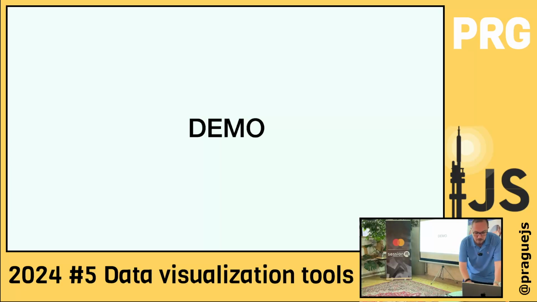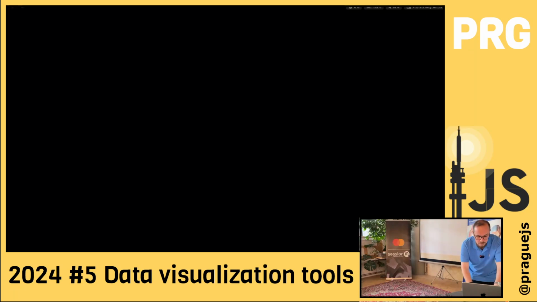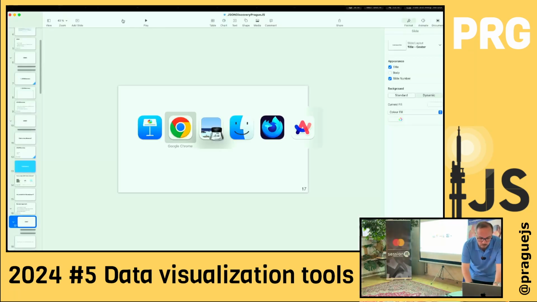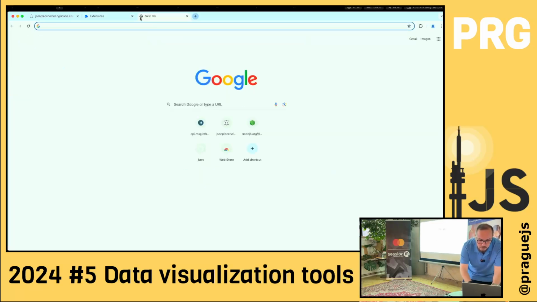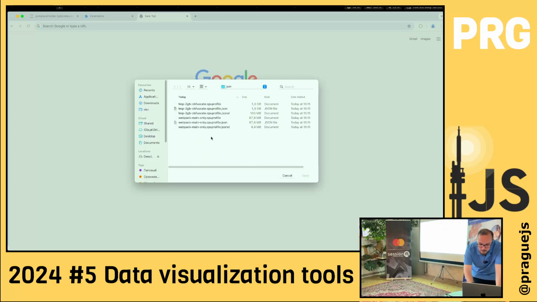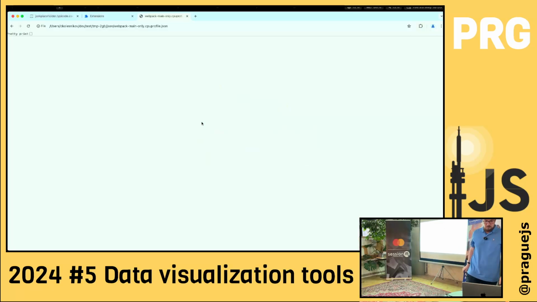Let me first demonstrate this. Once again, one more demo. For instance, I have this JSON viewer, the most popular one, and I would like to open some file. For instance, this 90 megabyte JSON. You can have a beer. That's 90 megabytes of data.